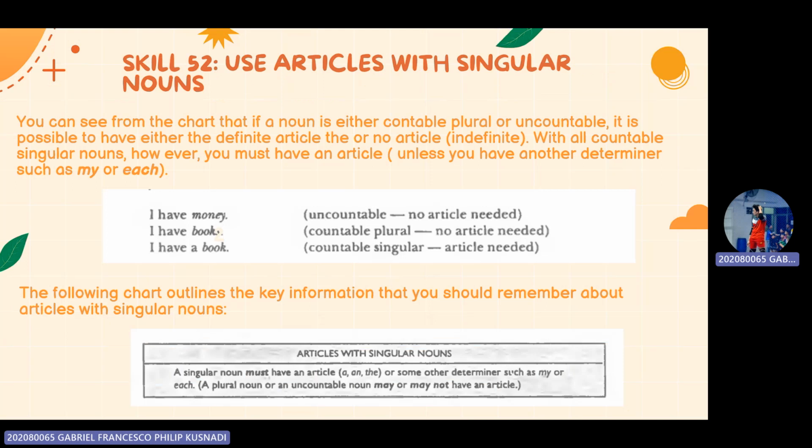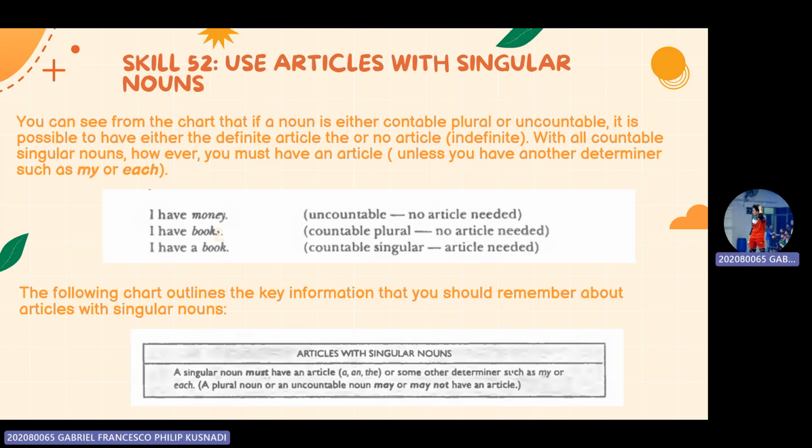Scale 52. Use articles with singular nouns. You can see from the chart that a noun is either countable singular, countable plural, or uncountable. It is possible to have either the definite article the, no article, or an indefinite article. With a countable singular noun, however, you must have an article, unless you have another determiner such as my or its.